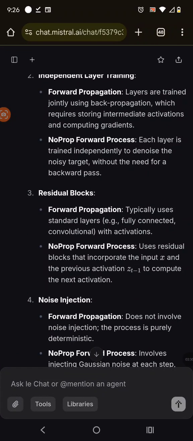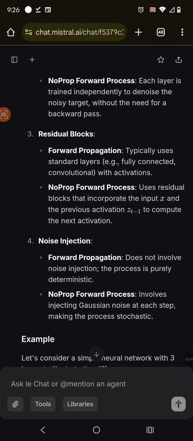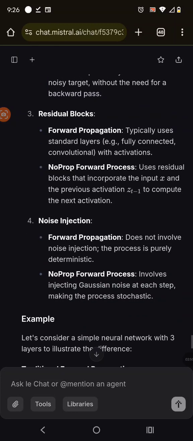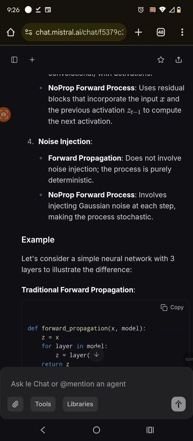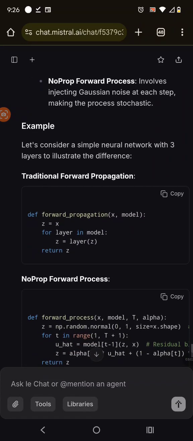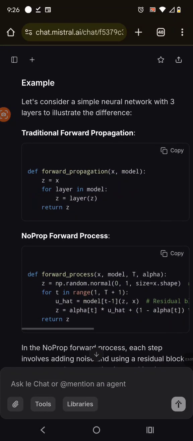And the residual blocks: forward propagation typically uses standard layers, such as fully connected or convolutional layers with activation. Here NOPROP uses blocks that incorporate the input X and only the previous activation, the immediate previous layer, to compute the next activation. Noise injection: forward propagation does not involve noise injection, while NOPROP does, that's an extra thing. Here is an illustrative code example.